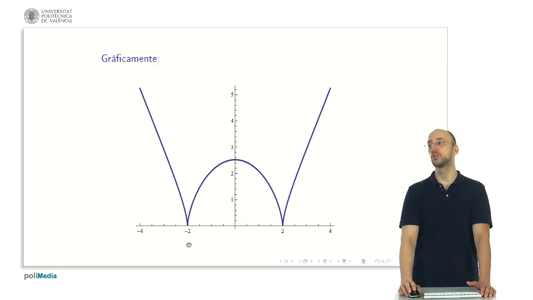Graphically, this situation is depicted as follows. The graph is quite intriguing, and you can see that it reaches a minimum at both -2 and 2, while it achieves a relative maximum at 0.